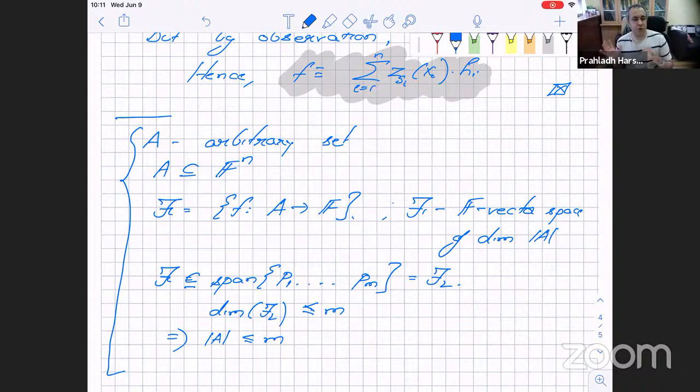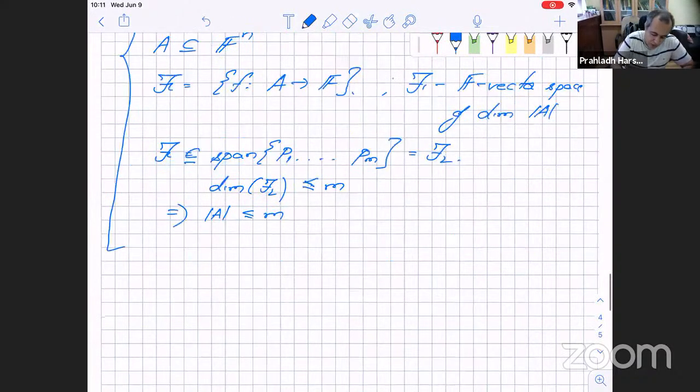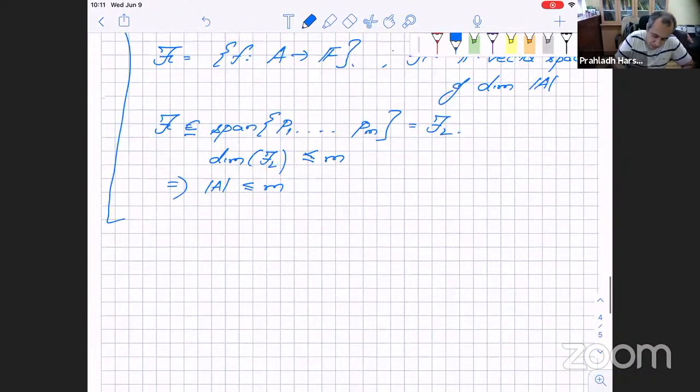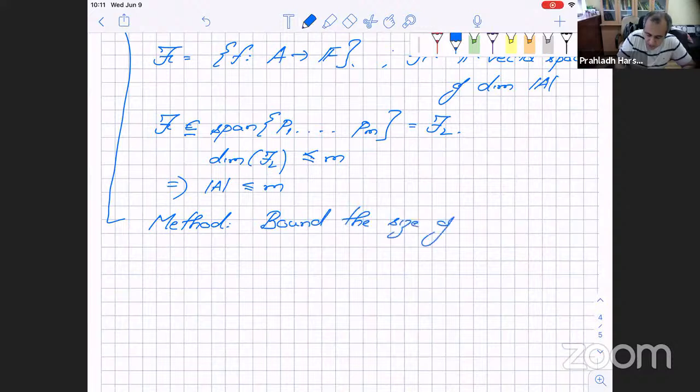And then I will enter into two examples, two applications of this method. Okay, so let's go on to two applications. So this above is a method to bound the size of a set.